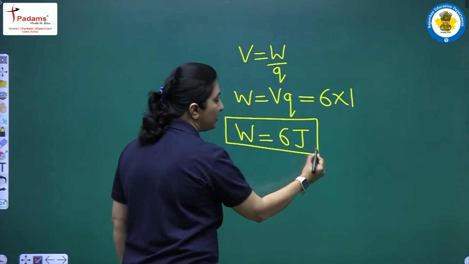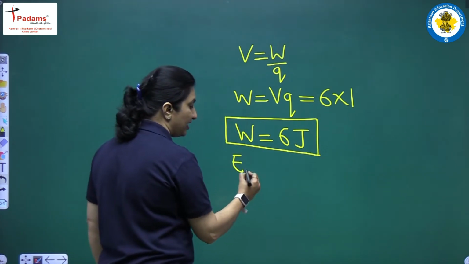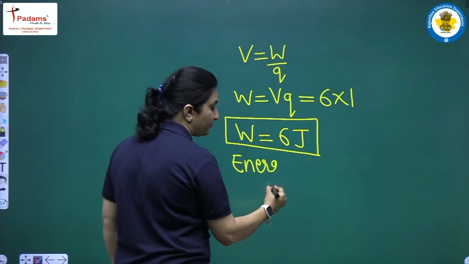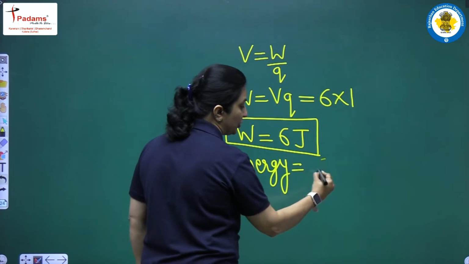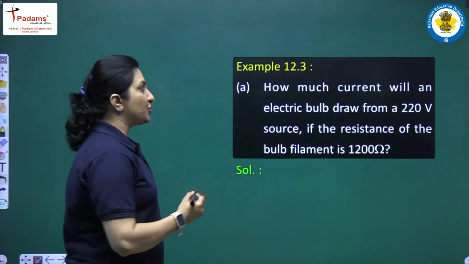So the work done is 6 joules. This means the energy is again 6 joules. Right students? So let's see the next question.